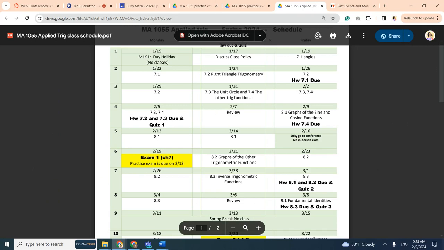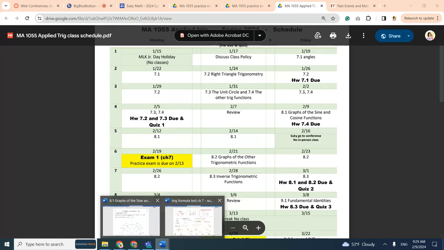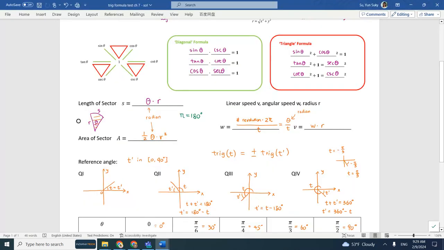Okay. In the meanwhile, we will also talk about section 8.1, and then your exam is on Monday. So you have one week to study for the exam and catch up. Watch the recording, catch up, and practice the unit circle, and also practice this blank formula sheet. Okay, everybody?